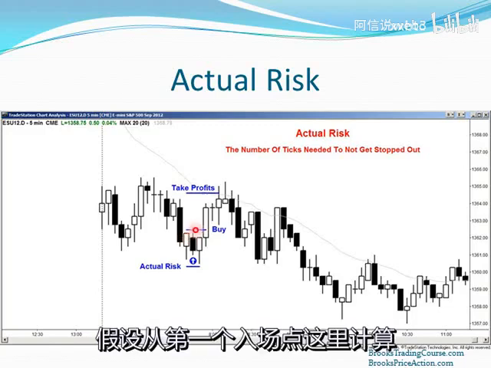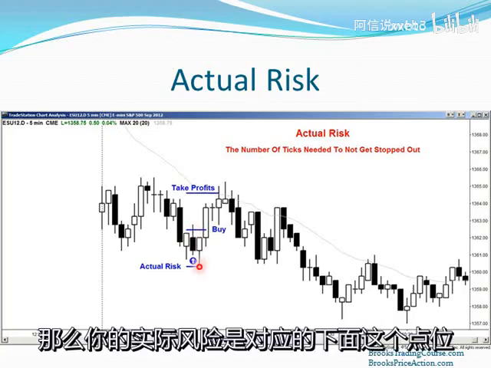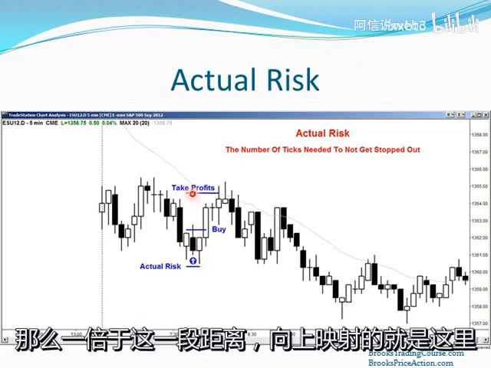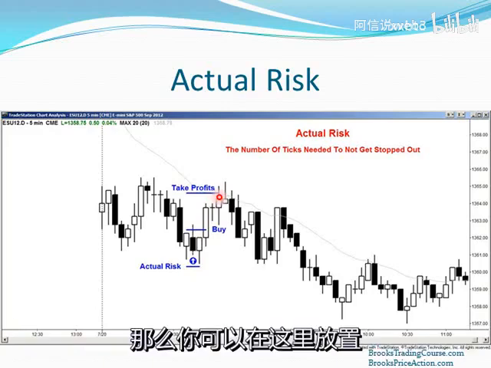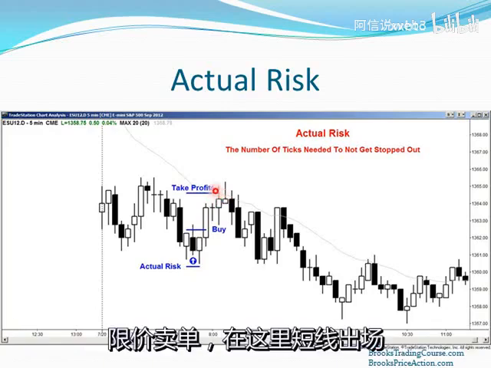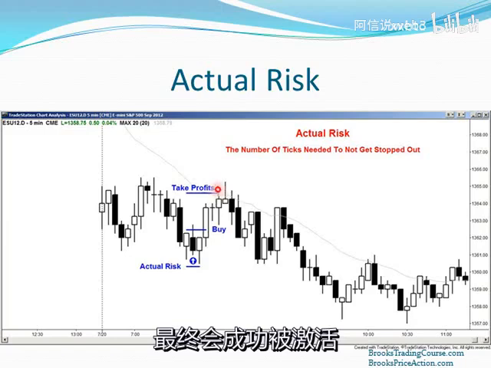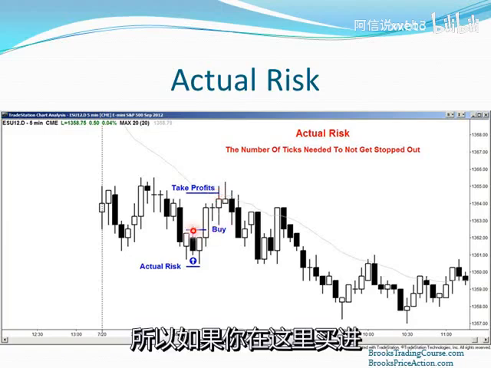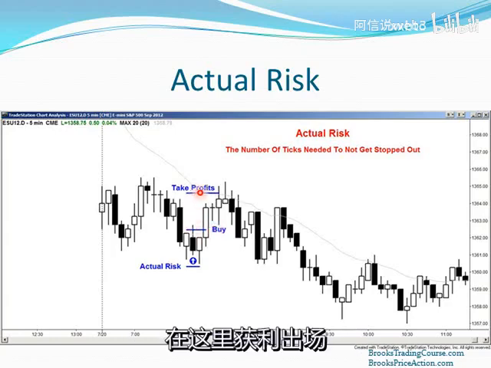Let's use your original entry right here. And now you know your actual risk was right here. 1 times that level is right here. So you could place a profit-taking limit order to exit your long for a scalp at this level, and you would have been filled. So if you bought over here, you take profits over here at 1 times the risk.